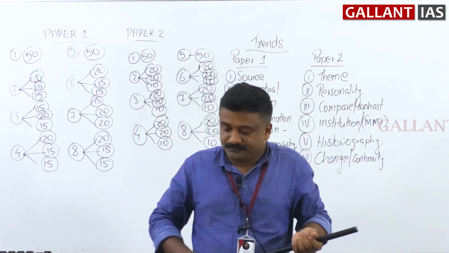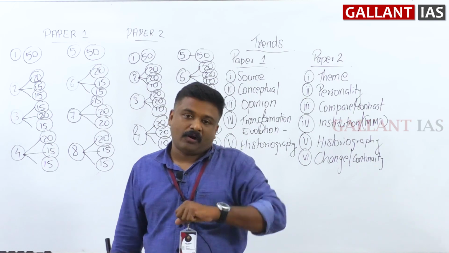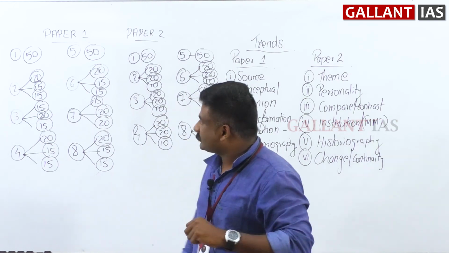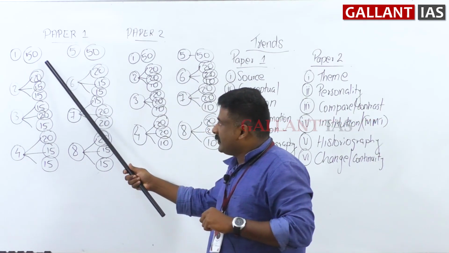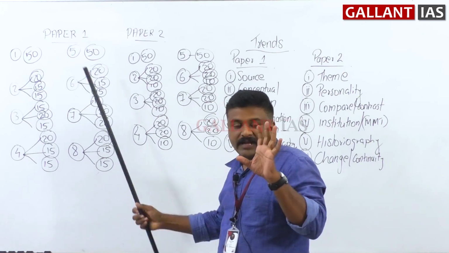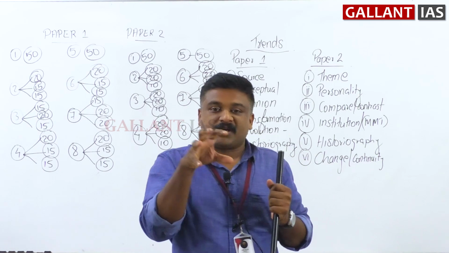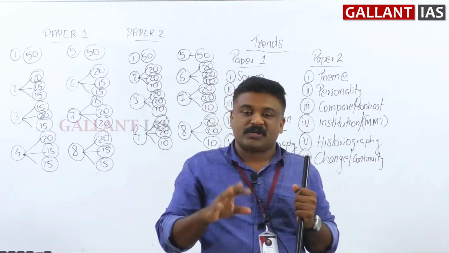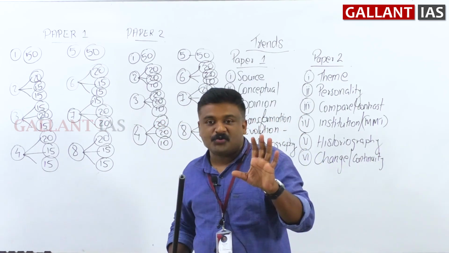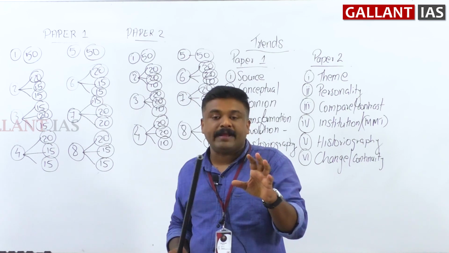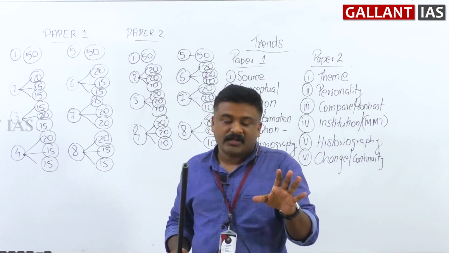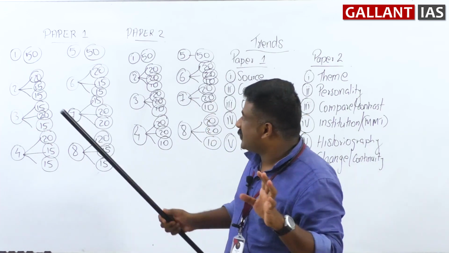Let's go for the paper trend of history optional. Paper 1, total 8 questions are there. Paper 1 or paper 2, section A, section B, total 8 questions are there. Out of 8 questions, you have to attempt any 5 questions.